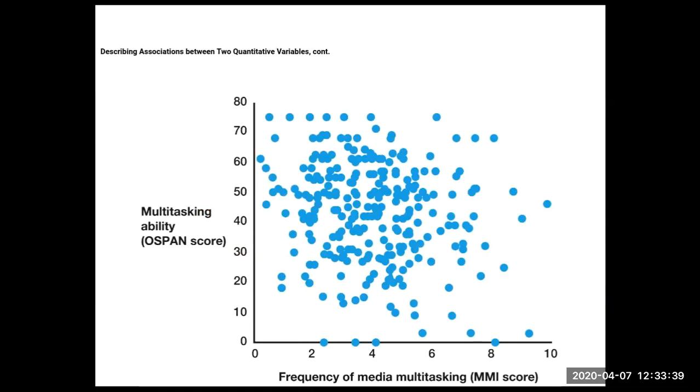So here we can see an association between that table 8.3, which was our multitasking ability, O-span score, and the frequency of multitasking. Here the points are kind of all over the place, but if you really follow the trends and you were to draw a line of best fit through this, you would find a downward sloping line going from left to right. In this case, as your frequency of multitasking increases, your score on multitasking ability decreases, because the more things that you do at a time, the less you can pay attention to each of those things. It's just science.